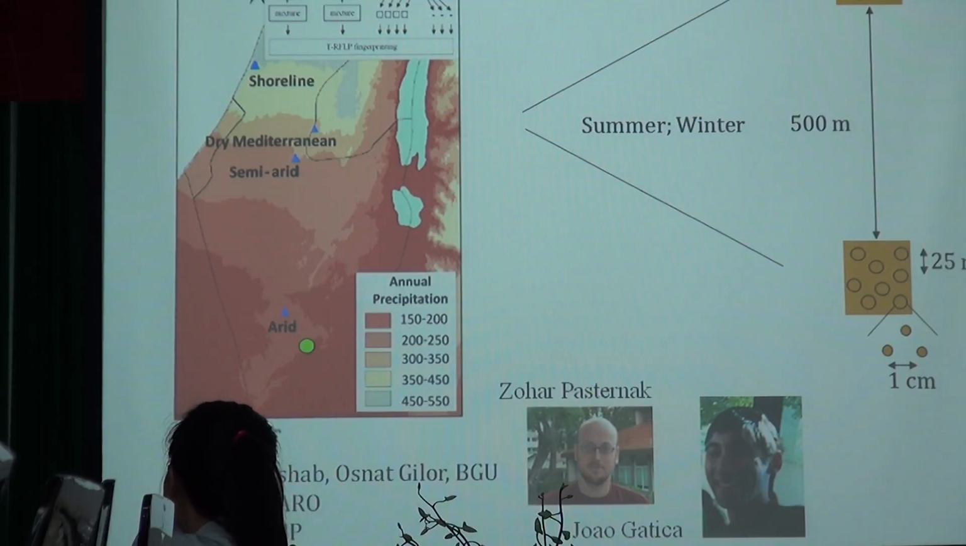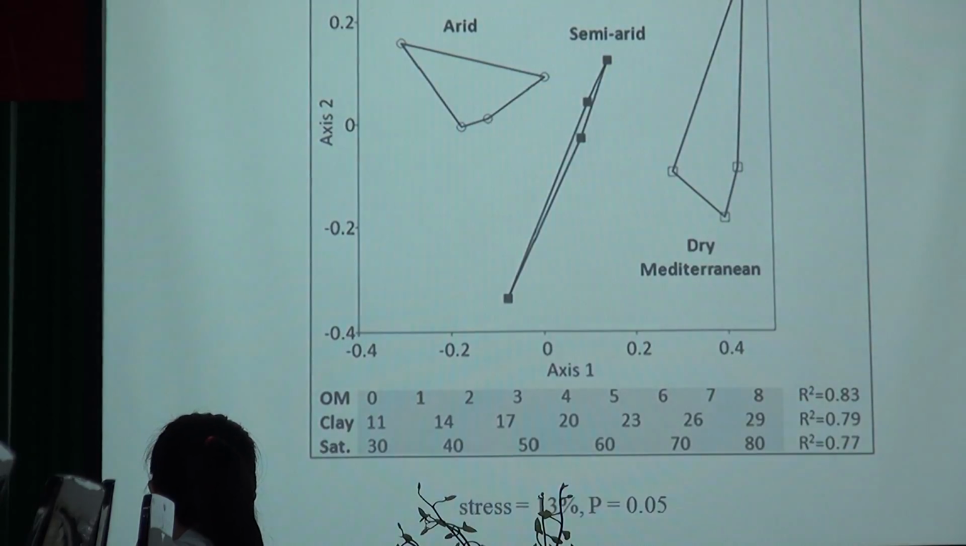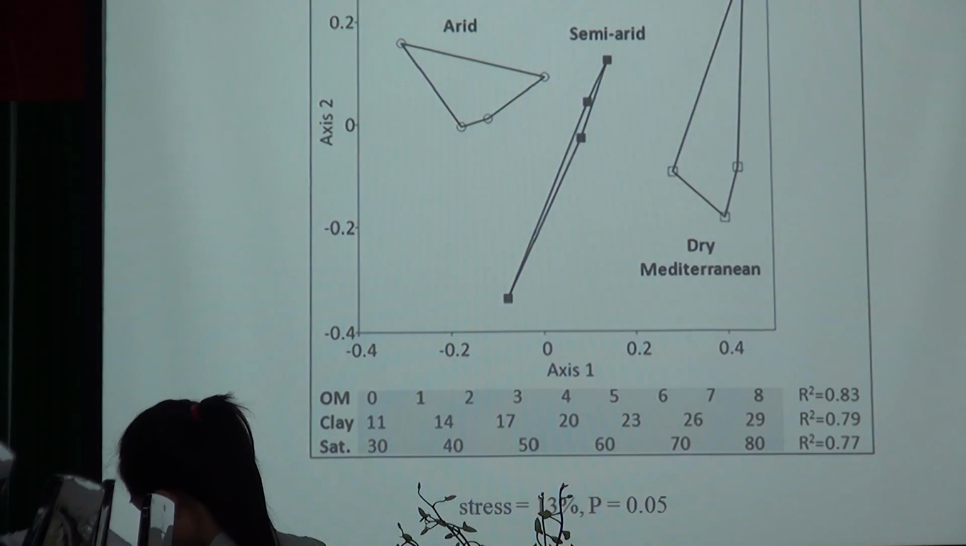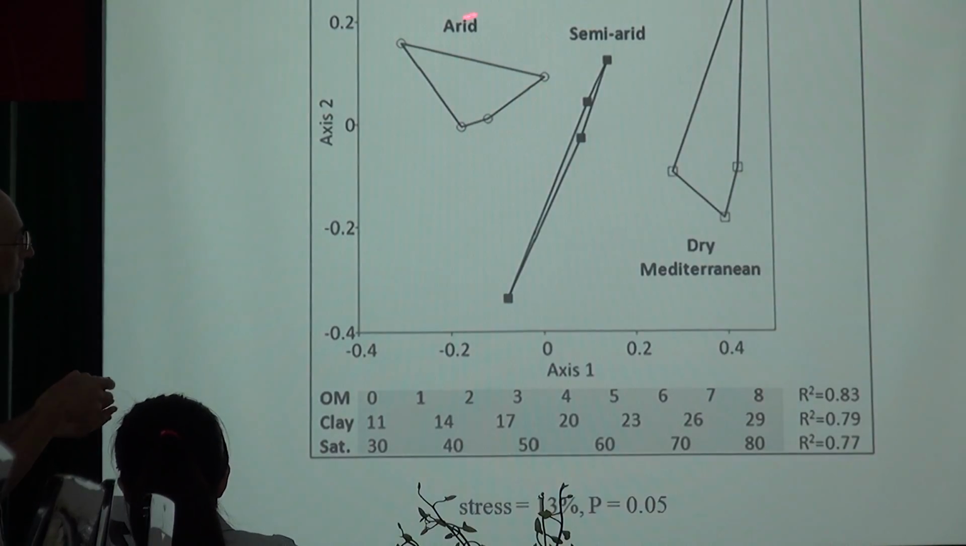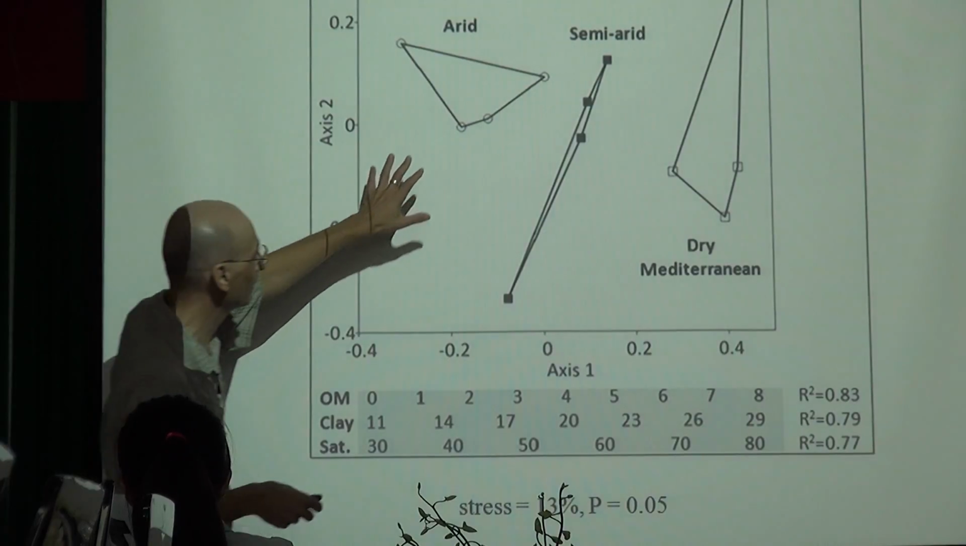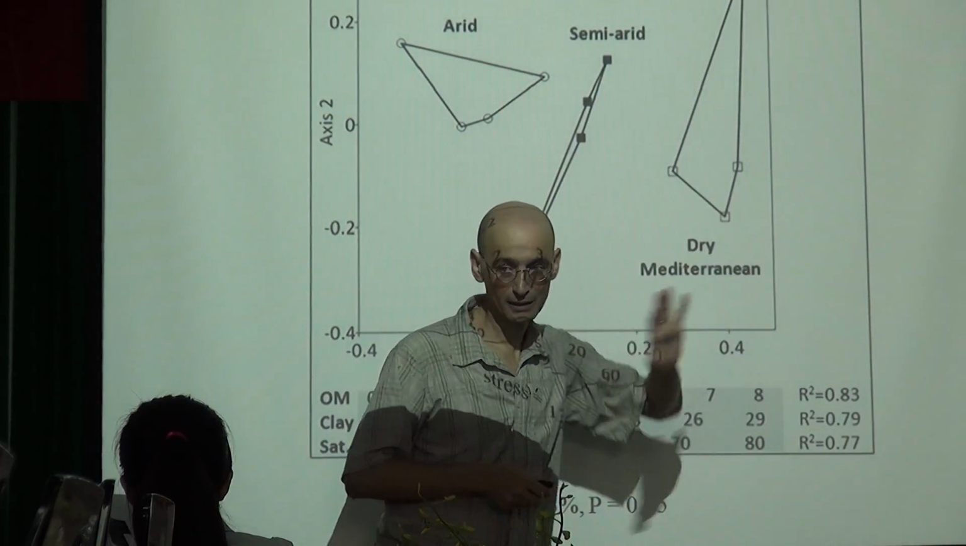And some other people. Okay, so finally, when we developed the approach, we saw that we were able to separate between them. So this is one type of arid soil, this is another type of soil, and this is a third type of soil. So we can separate the three soils using this technology.